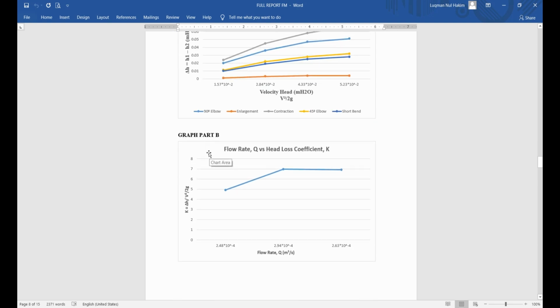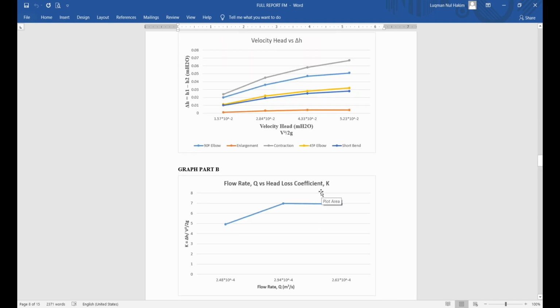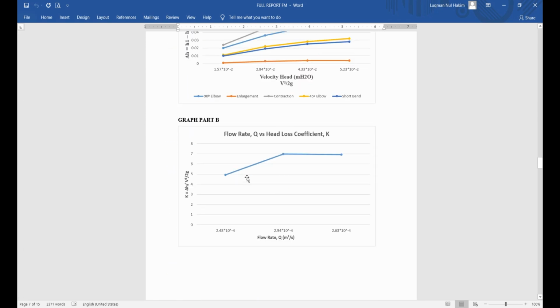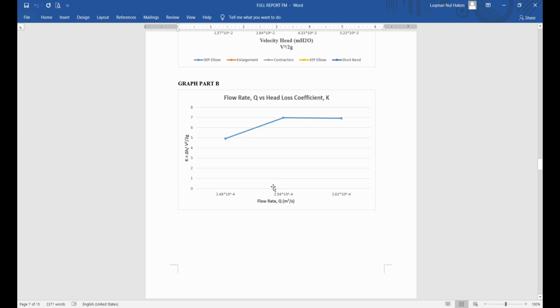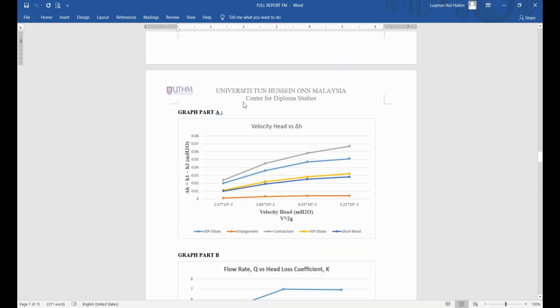And then we move to the graph on part B, that is flow rate Q versus head loss coefficient K. That is one reading only. This one, flow rate Q 2.48, this third, versus K. So we have this type of graph. I will continue on the conclusion at the final of this video.